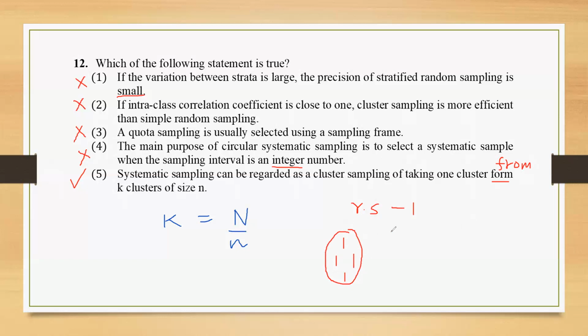Assume that instead of 1, you found the random start as 2.